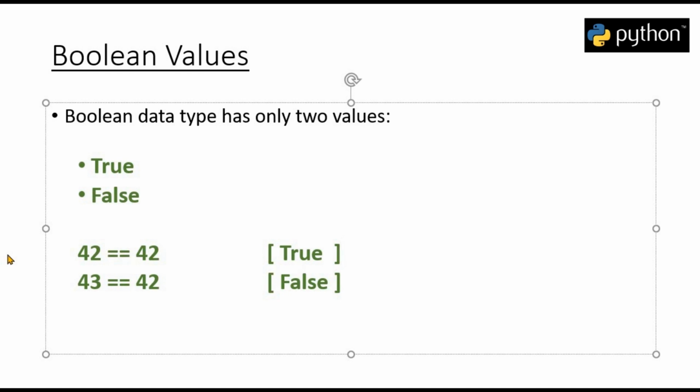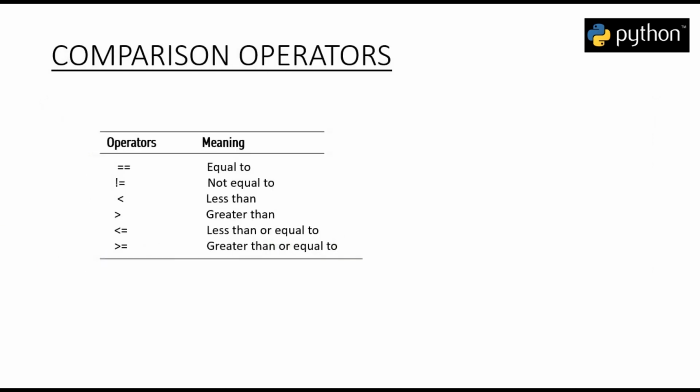Now how can we construct the Boolean expression? We construct the Boolean expression using some comparison operators. So what are those comparison operators? These are some of the common mathematical comparison operators used in Python. The double equal sign is used to check if the left hand side is equal to the right hand side of the operator. Similarly, the exclamation and equal sign represents not equal to, which checks if two values are equal or not. Similarly, the less than sign is used to check how two values compare to each other, and similarly the greater than sign, greater than or equal to, and less than or equal to signs.